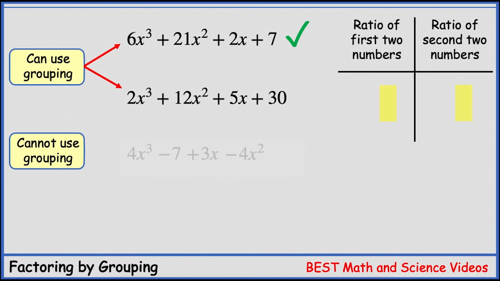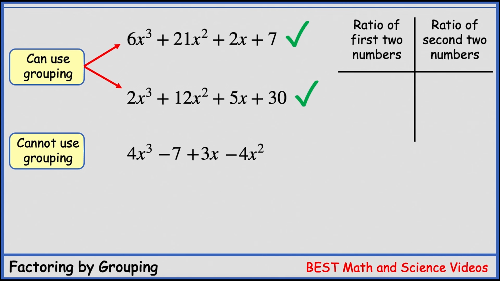Now, let's look at the numbers in the second expression. For the first two numbers, the ratio is 2/12, which reduces to 1 over 6. For the second two numbers, the ratio is 5 over 30, which also reduces to 1 over 6. Since the ratios are the same, this expression can also be factored using grouping, as we did before. But now look at the third expression.